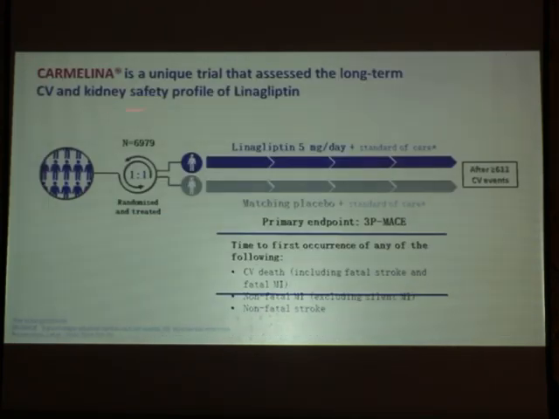Next one. Right. So CARMELINA is a unique trial that assessed the long-term CV and kidney safety profile of linagliptin. As I said, it was the only trial which had pre-specified renal endpoints. More than 6,900 patients, linagliptin 5 mg per day, standard of care. And how many events? Dr. Tulsi sir, you had to have more than 611 CV events to have a meaningful primary endpoint, which was 3P MACE. What was the 3P MACE? It was time to first occurrence of any of the following: CV death, including fatal stroke and fatal MI, non-fatal MI, excluding silent MI, and non-fatal stroke. So three things: either fatal stroke or fatal MI, or non-fatal stroke, or non-fatal MI. So this is the 3P MACE.